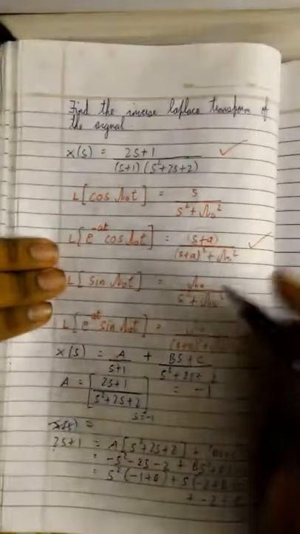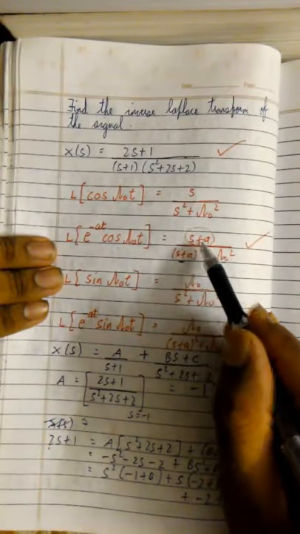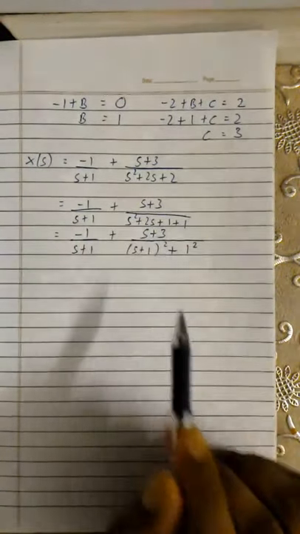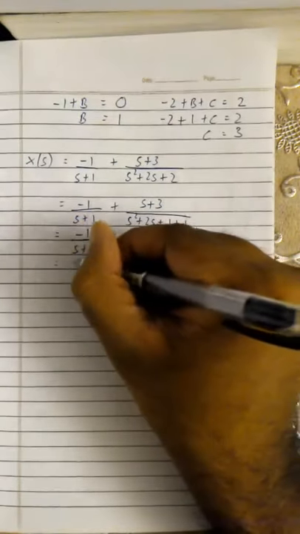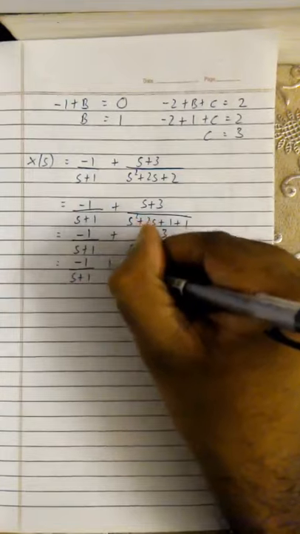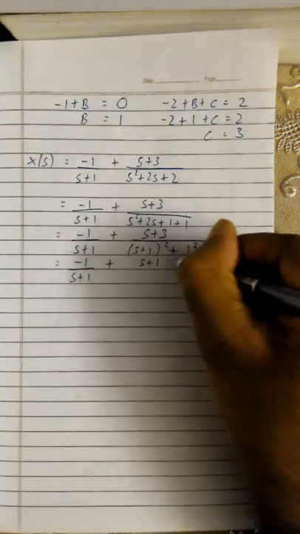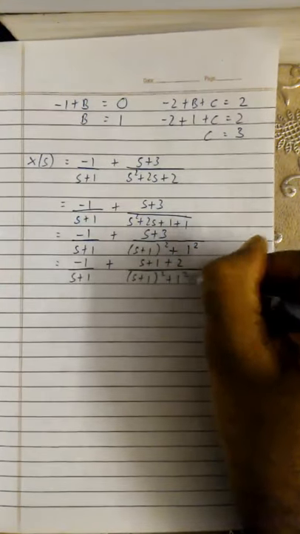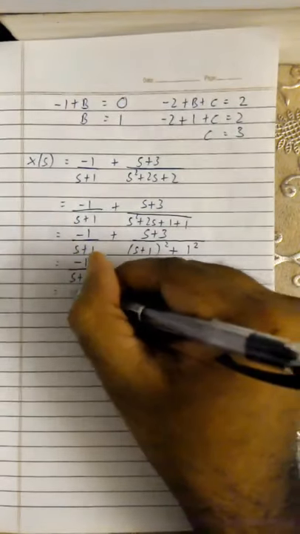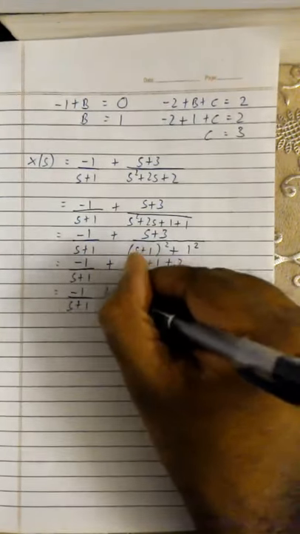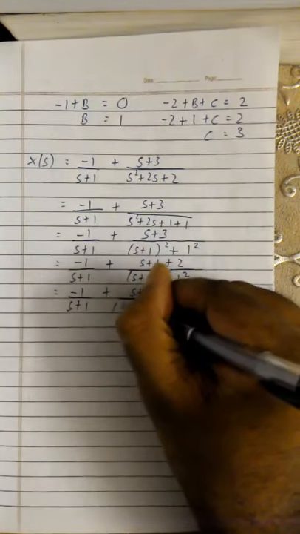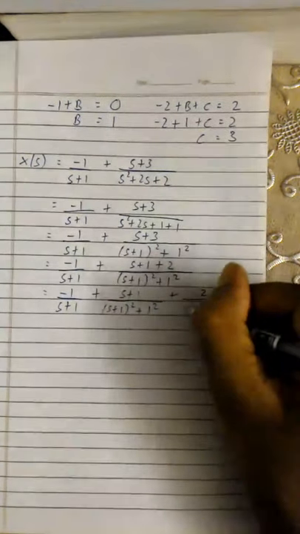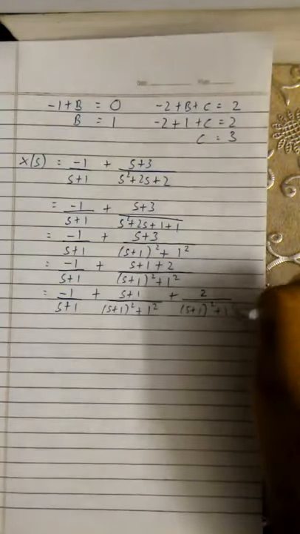So what I need is this factor to be the same as this factor. In other words, here it is s plus 1, so here also I need an s plus 1. So what I am going to do is write minus 1 by s plus 1 plus, this will become s plus 1 plus 2 by s plus 1 the whole square plus 1 the whole square. Or in other words, this can be written as minus 1 by s plus 1 plus s plus 1 by s plus 1 the whole square plus 1 the whole square plus 2 by s plus 1 the whole square plus 1 the whole square.